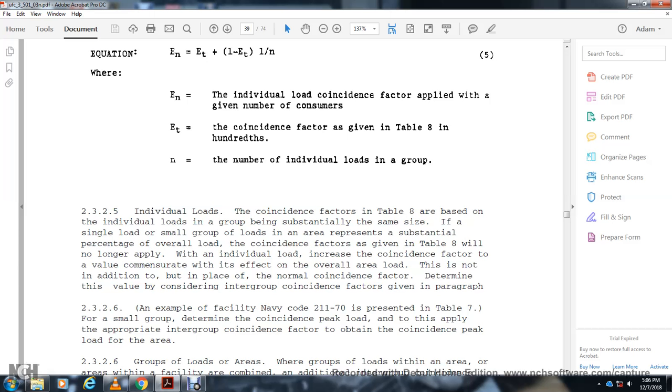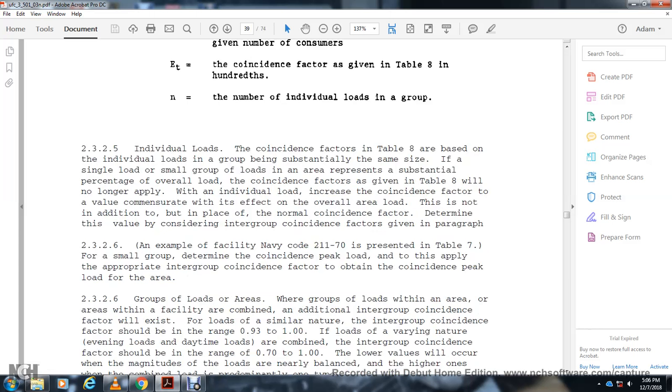2326. Example: for the facility Navy code 211 and 70, presented in Table 7, for the small group, determine the coincident peak load and apply the appropriate intergroup coincident factor to obtain the coincident peak load of the area.